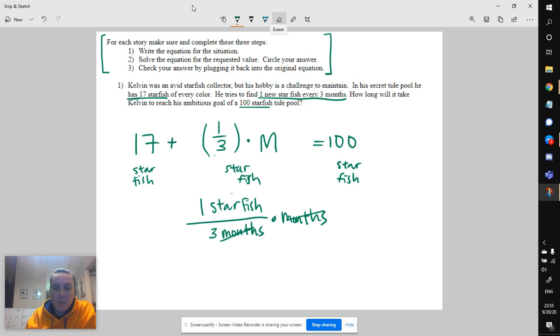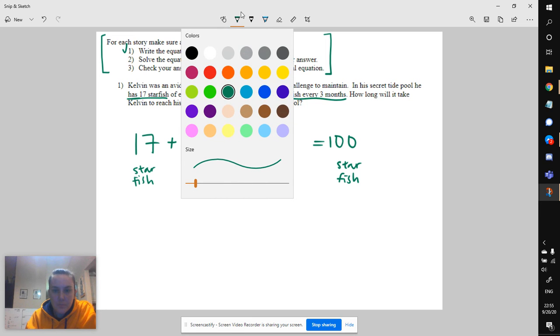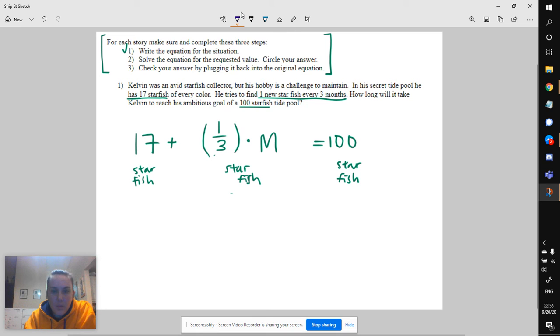Okay, so my number one goal was to write an equation. And I've done that. I'm going to go ahead and erase this so I can keep writing down here. All right, my number two goal for this question is to solve the equation for the requested value. So I've got my equation. I'm going to stop writing the units.